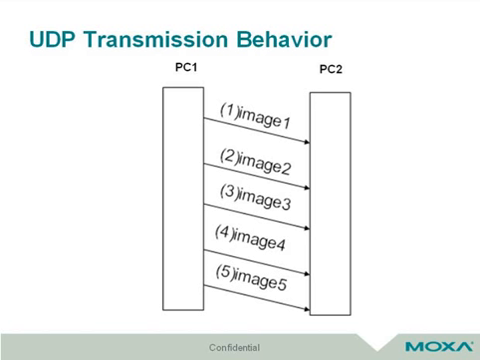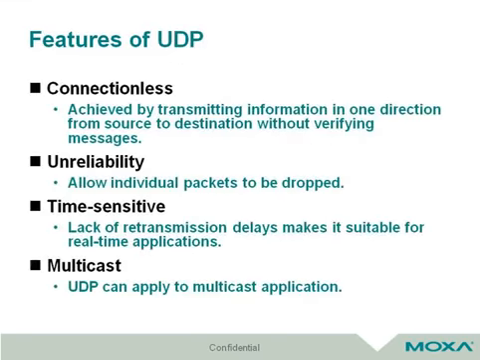Here we can see the picture. PC1 just sends images and doesn't care if PC2 gets the images or not. And it does not wait for any ACK. This kind of behavior makes UDP transmit more data in a certain period of time, but it does not guarantee reliability.